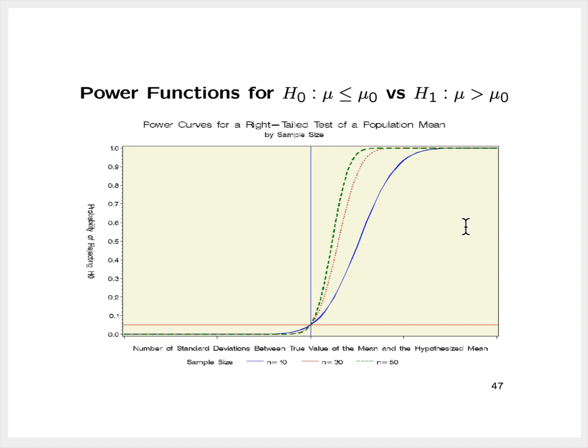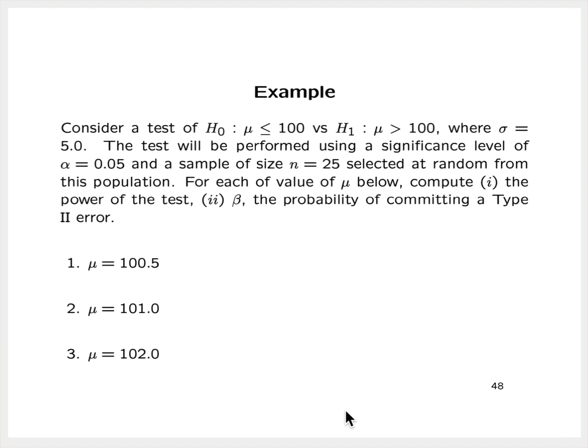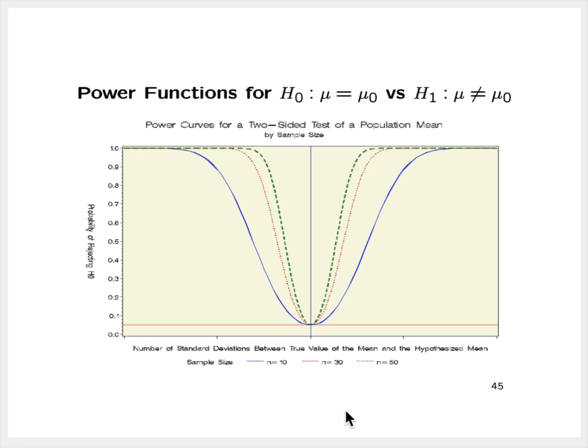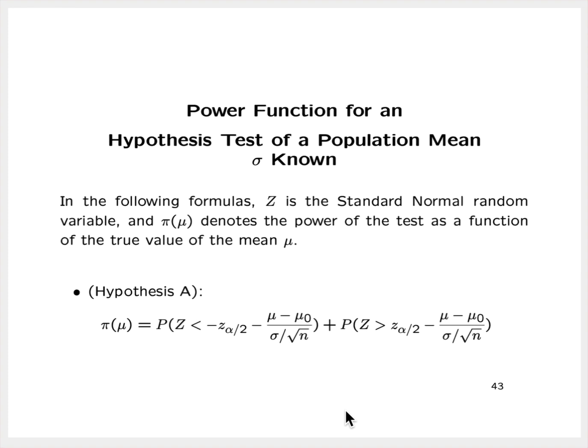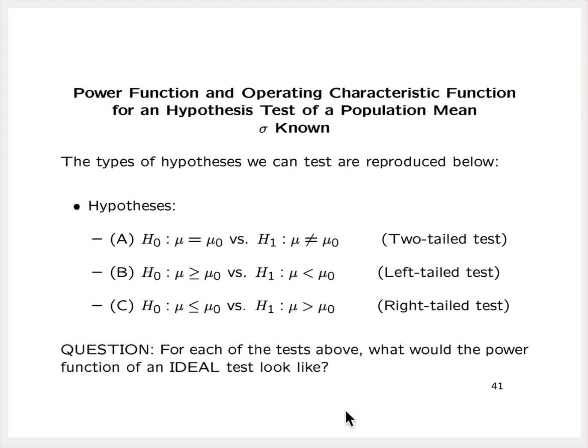All right, so you can visualize the beta function by essentially flipping this kind of a function about a horizontal line through 1/2. Okay, so those are graphs of the power function, and again, I want you to think about this question. For each of these 3 tests, what would the power function of an ideal test look like?